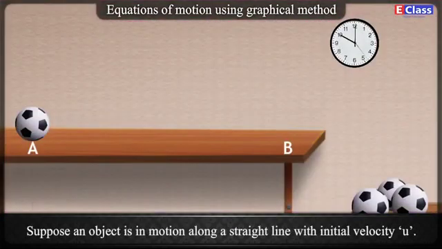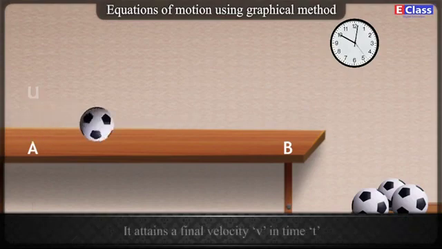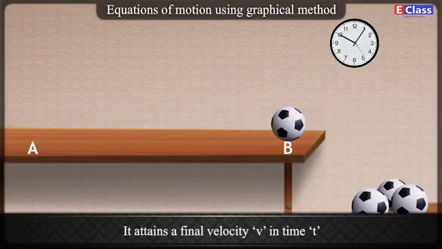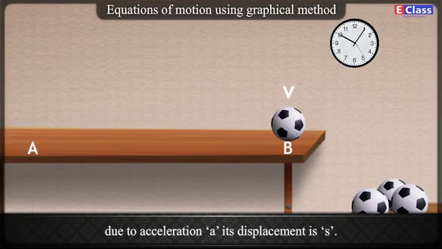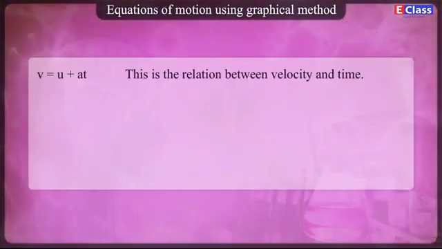Suppose an object is in motion along a straight line with initial velocity u. It attains a final velocity v in time t due to acceleration a. Its displacement is s. The 3 equations of motion can be written as v is equal to u plus at.